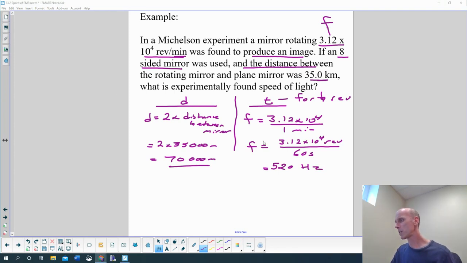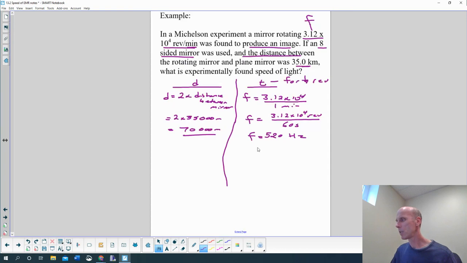So that's kind of step one. Put frequency into a usable form for later calculations. Step two then is, let's convert frequency to period. Period is 1 over the frequency. So the period should be 1 over 520 hertz.